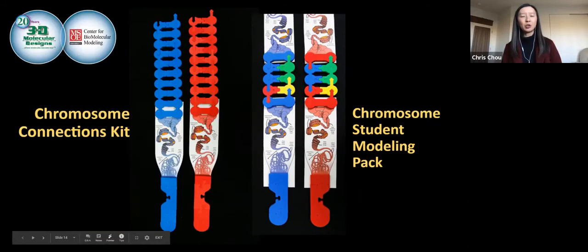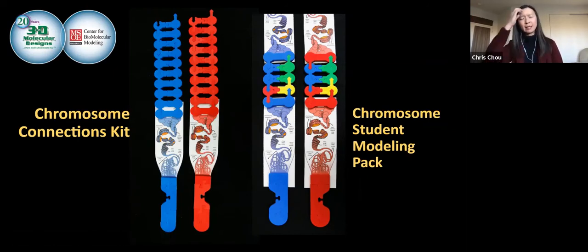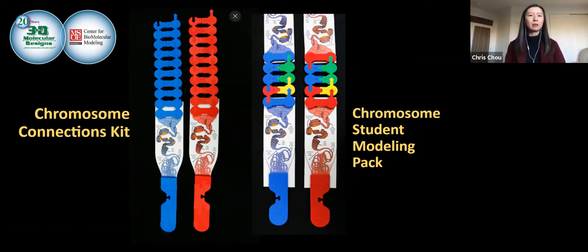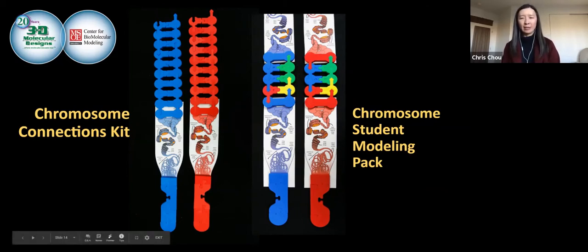Okay, now let's zoom out further. One comparison I want to make is the classroom kit, which is on the left, versus the student modeling pack, which is on the right. In the classroom, that large classroom kit has all blue nucleotides or all red ones that you can use to show paternal versus maternal chromosomes. The student version has the colorful ones with blue, red, green, yellow, and these same nucleotides can be used for other things like DNA replication, and so it's kind of handy to have that.